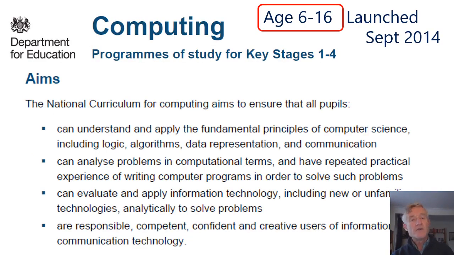So we don't need to tear up the national curriculum. We have one that does cover this spectrum. Here, the National Curriculum for Computing only comprises 2 sides of A4, so it's very readable for anybody listening to this talk. And here are the 4 aims of the National Curriculum in Computing. This is verbatim, right? That all children from primary school should be able to understand and apply the fundamental principles of computer science, that they should be able to analyze problems in computational terms, through that computational lens, and have repeated experience of writing programs to solve them.